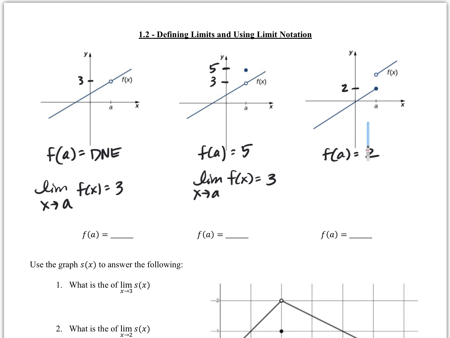Then on this last one, as x approaches a, as my fingers approach a, do my fingers come together when I approach a? No. Therefore, anytime your fingers do not come together as x approaches a, the limit does not exist.